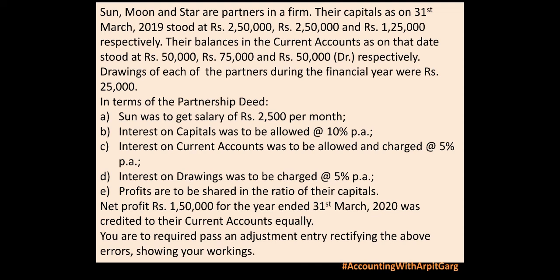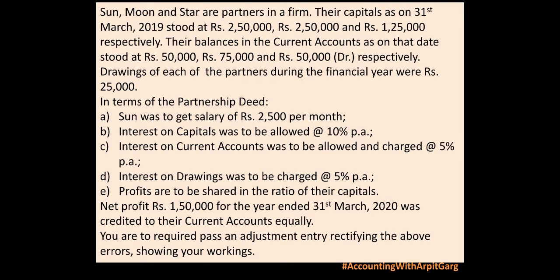So let's begin. Please pause the video and write this question. Done? Okay, let's read it at once. Sun, Moon, and Star are partners in a firm. Their capitals as on 31st March 2019 stood at rupees 2,50,000, rupees 2,50,000, and rupees 1,25,000 respectively.